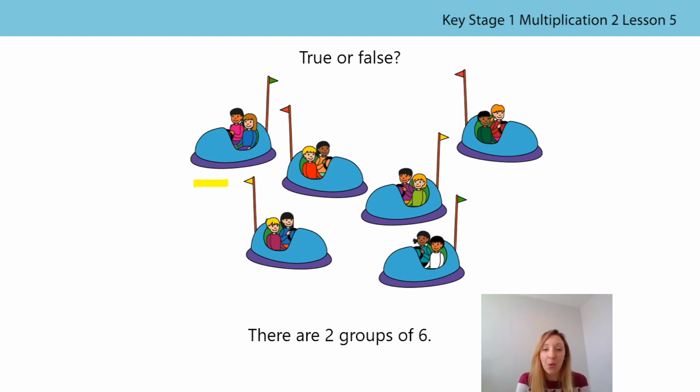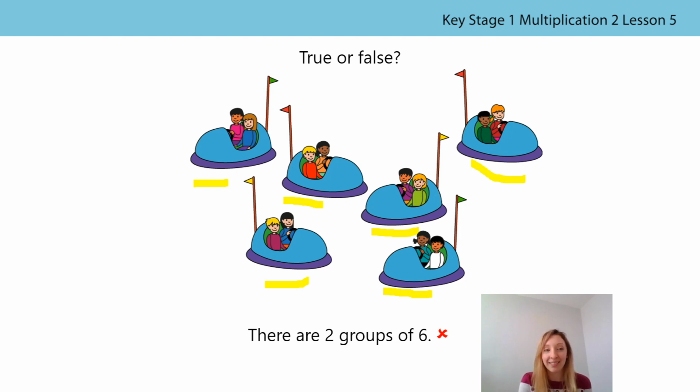So we've got 1 group of 2, 2 groups of 2, 3 groups of 2, 4 groups of 2, 5 groups of 2, 6 groups of 2. So we have 6 groups of 2. But the sentence says there are two groups of 6. Is that true then, or is it false? That's right, it must be false, mustn't it? Because we didn't find 2 groups of 6, we found 6 groups of 2. We have 6 equal groups and there are 2 children in each group.